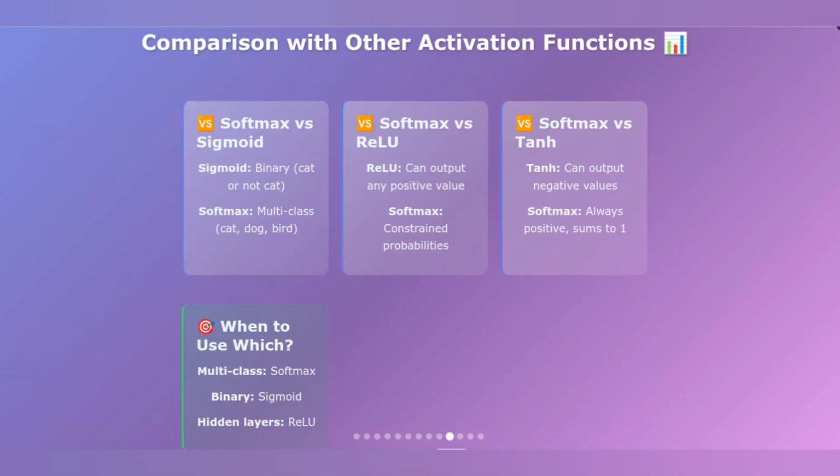Let's quickly compare softmax with other popular activation functions. Unlike sigmoid, which works for binary classification, softmax handles multiple classes naturally. Unlike ReLU, which can output any positive value, softmax outputs are constrained probabilities. And unlike tanh, softmax outputs are always positive and sum to 1. Use softmax for multi-class classification, sigmoid for binary problems, and ReLU for hidden layers.